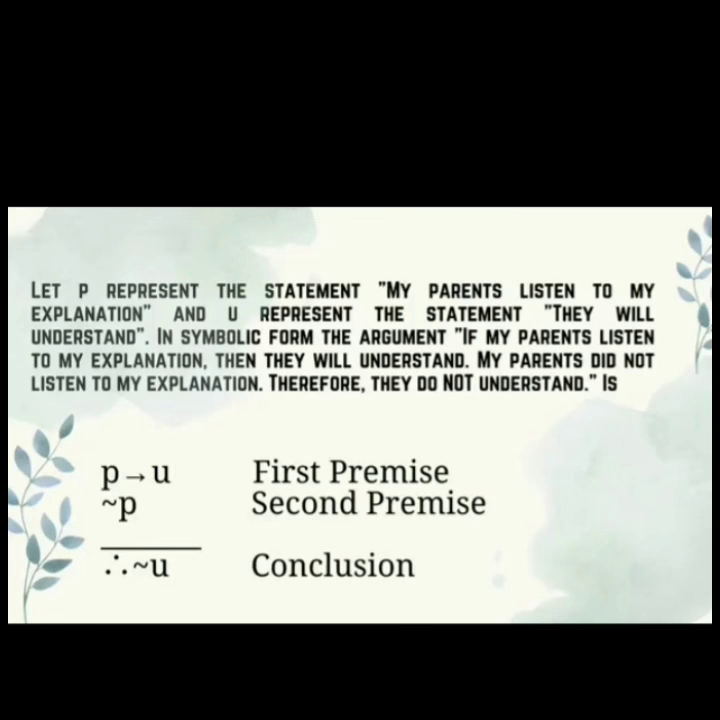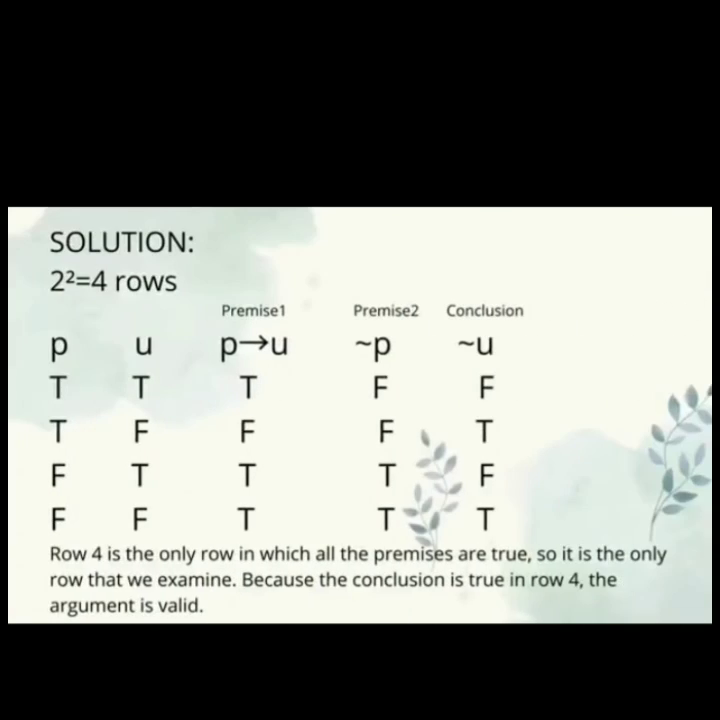So for our first premise, P implies U, which is if my parents listen to my explanation, then they will understand. For our second premise, not P, which is my parents did not listen to my explanation. And for our conclusion, not U, which is therefore they do not understand.